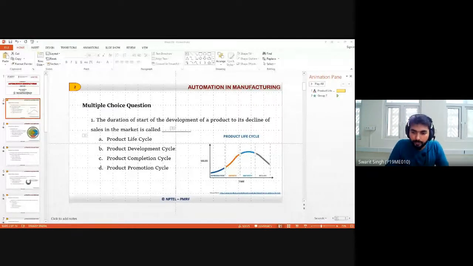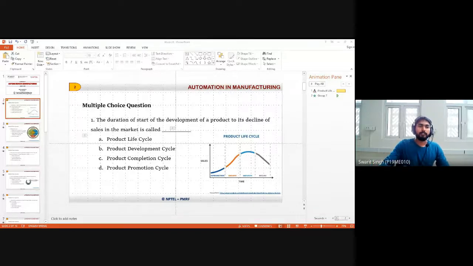A product life cycle looks like this. If any product is going to come in the market, there is a plot of sales versus time, from where we track the sales with respect to time of the product. Suppose a new product like a mobile phone or some vehicle is launched in the market. Starting from its introduction in the market, with its growth in the sale, then a maturity period, and then decline of the sale. This makes a complete cycle, and we call it a product life cycle. So the answer for this question is product life cycle.